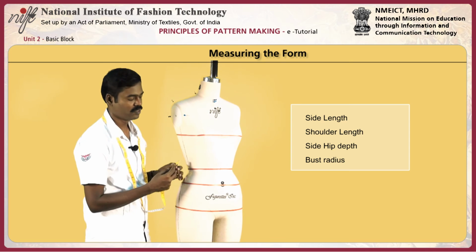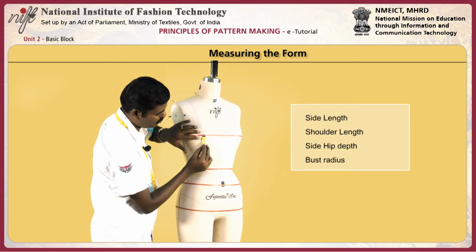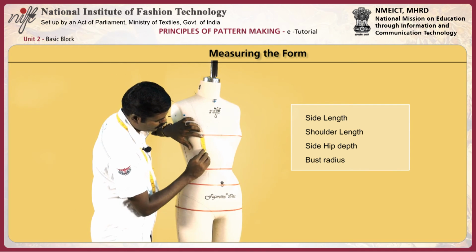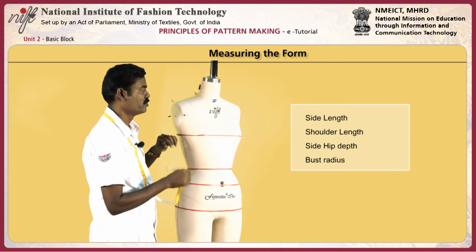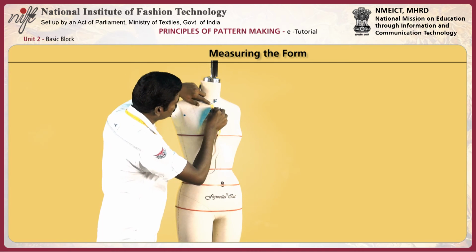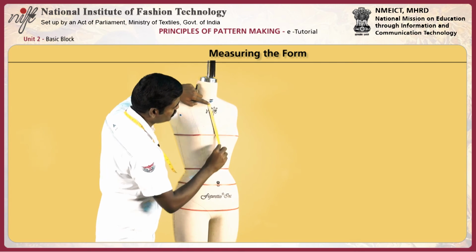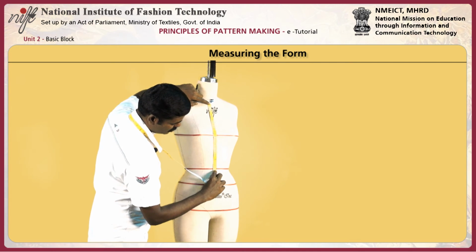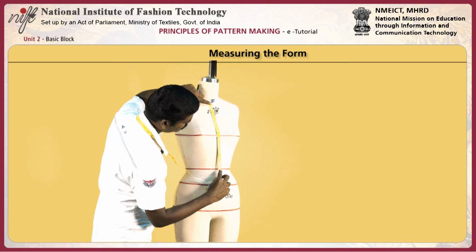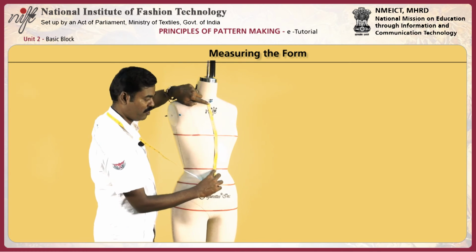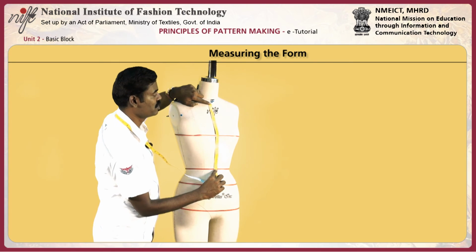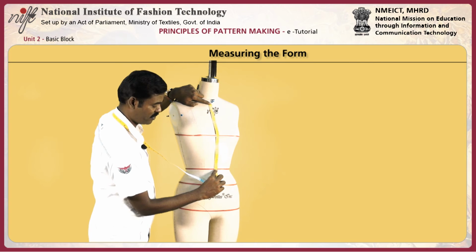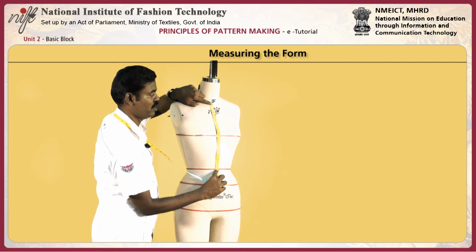Bust radius, measure from bust point to the under bust. From center front neck to waist, perpendicular is your center front length. Measure center front neck to waist, center front waist along the center front line.